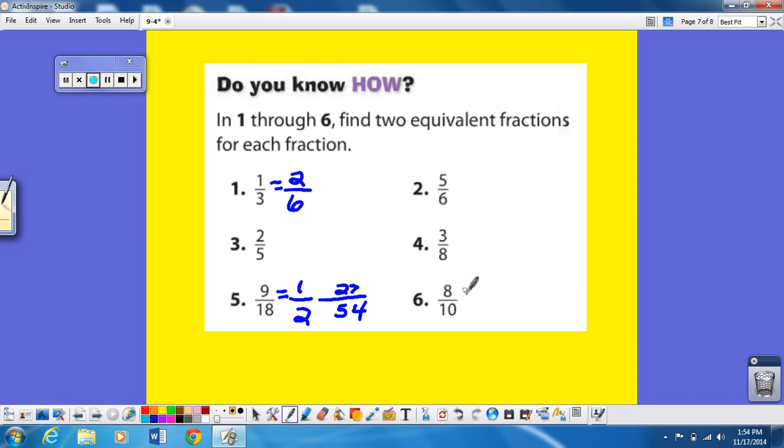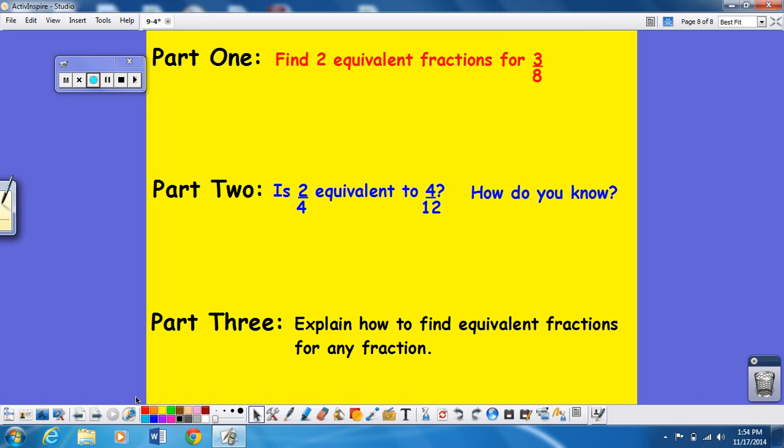For instance, here if I want to divide both by 2, 8 divided by 2 is 4. 10 divided by 2 is 5. So an equivalent fraction to 8/10 would be 4/5. Or I could multiply both of these by 2. 8 times 2 is 16. 10 times 2 is 20. And that's another equivalent fraction. These are all equivalent to each other. Okay? Quick video tonight.